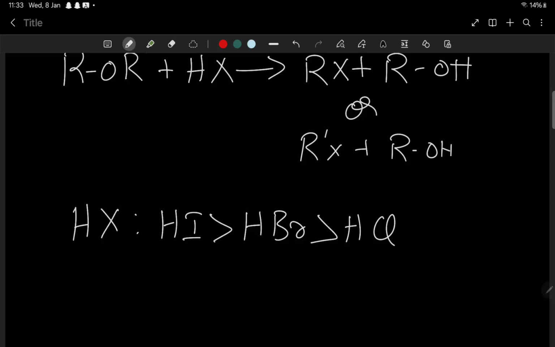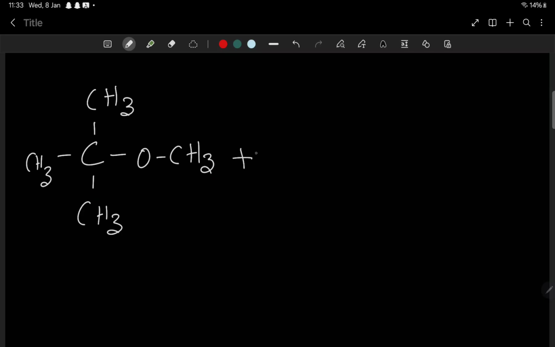Now let us write the compound combinations. We have CH3OCH3 plus HI. Here this can break like this and form CH3OH and CH3I, or the other way around, it can break here and form the other compound.